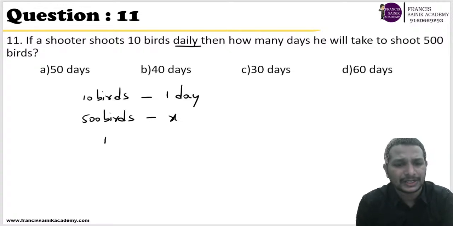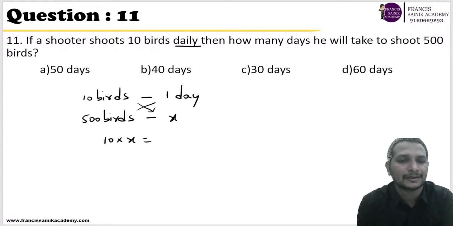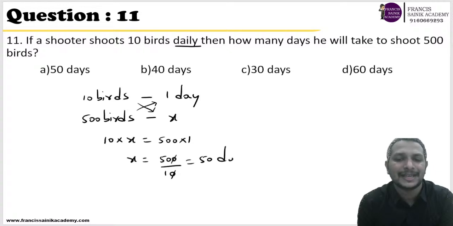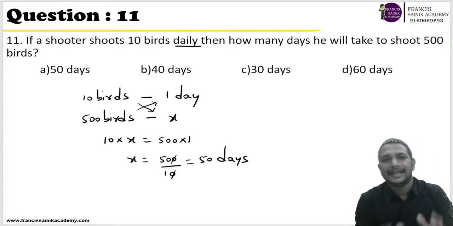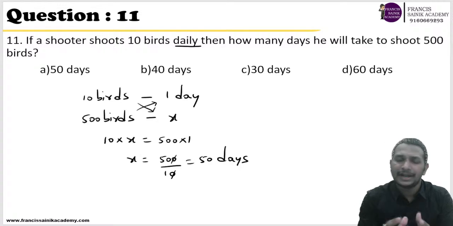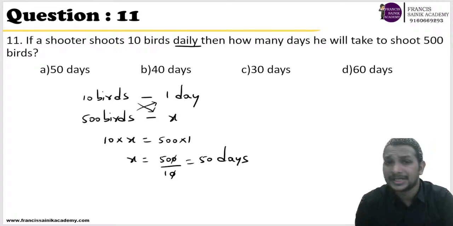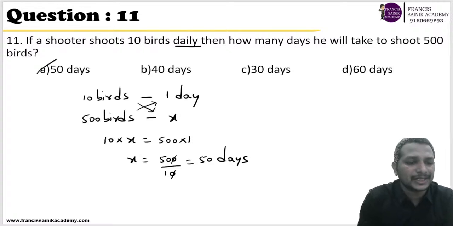The birds and the number of days. As we have a shortcut like the multiplication method, 10 into x equals 500 into 1. In order to find the number of days, 500 by 10, the 10 gets cancelled. 10 birds are shot daily, so in one day 10 birds are shot. How many days for 500 birds? So we got the answer as 50 days, which is nothing but option A. Okay, next.